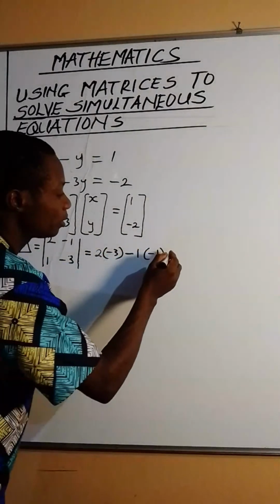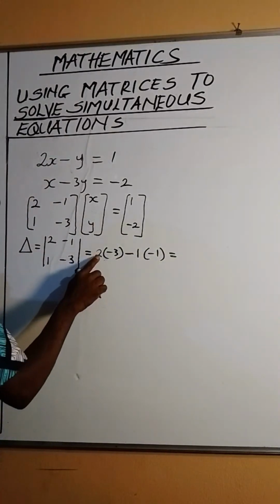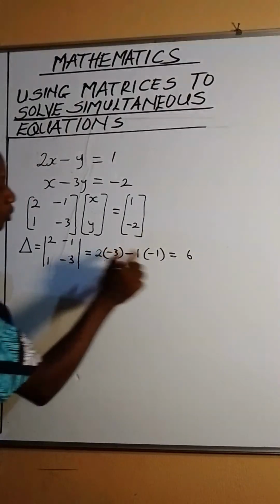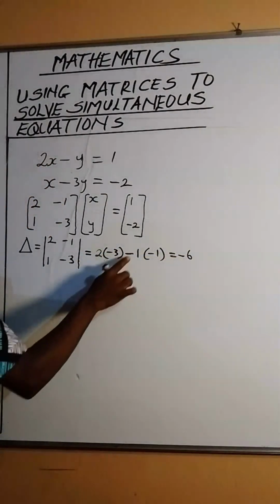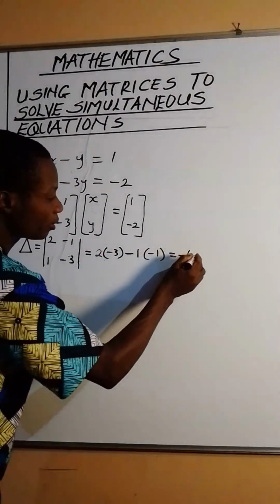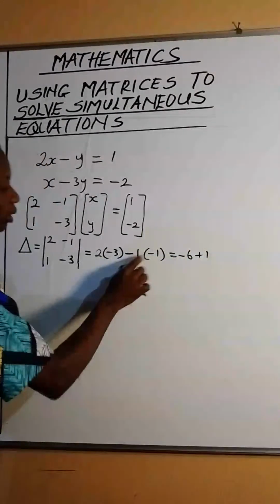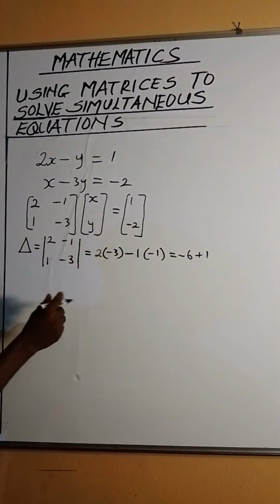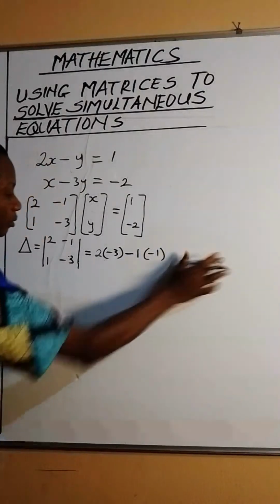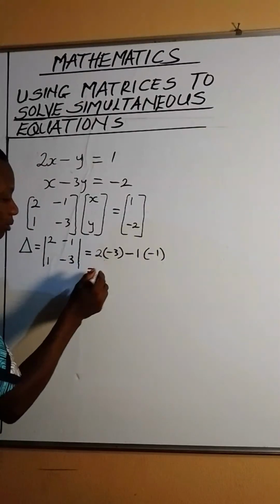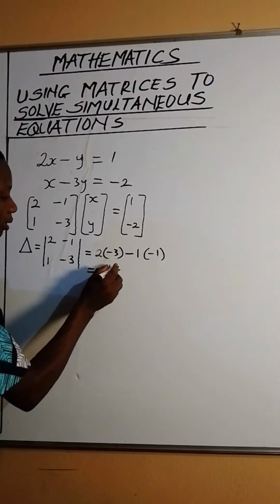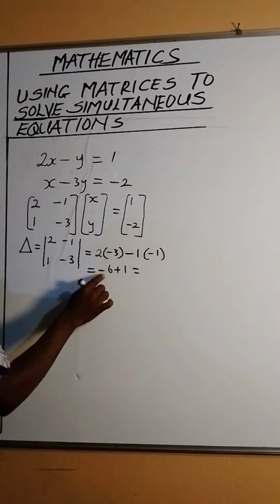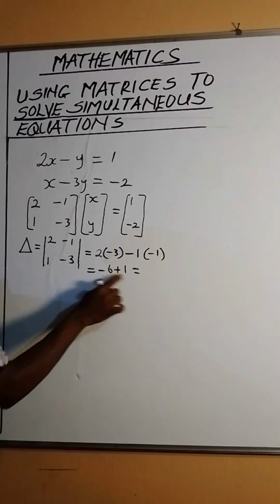When we do this, our answer is going to be 2 times 3 is 6. This is minus, so we are going to place our minus here. Then minus times minus is plus, that's plus 1, because 1 times 1 is 1. So here is -6 and plus 1. Then when we evaluate this, this is -6 and this is +1.